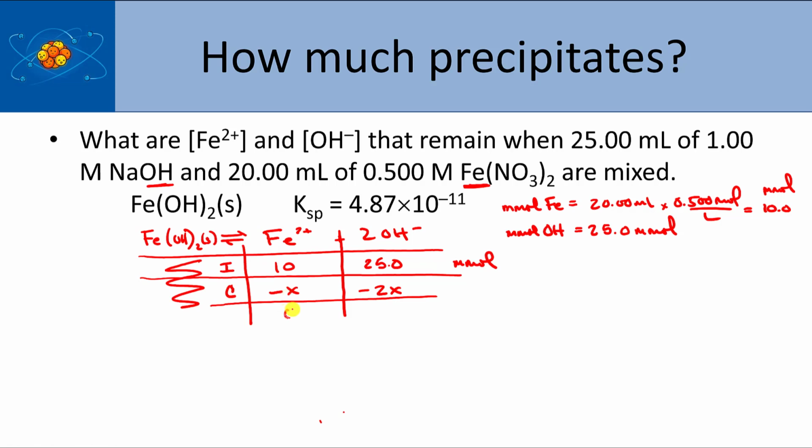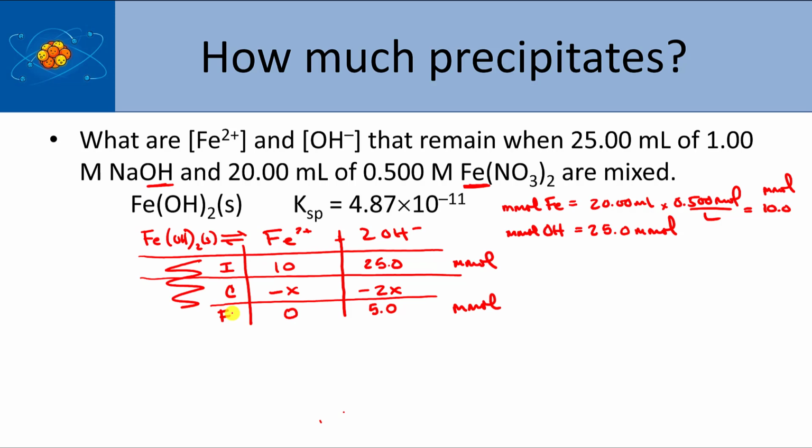So this is 10. Sorry, X is 10. Since x is 10, 25 minus 2x is 5. So I'm down to 2 sig figs. Again, that's millimoles. I usually just call this final. You occasionally see me put F in there, but that's because it's the final millimoles.